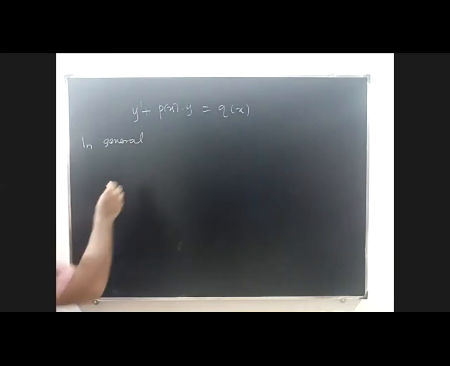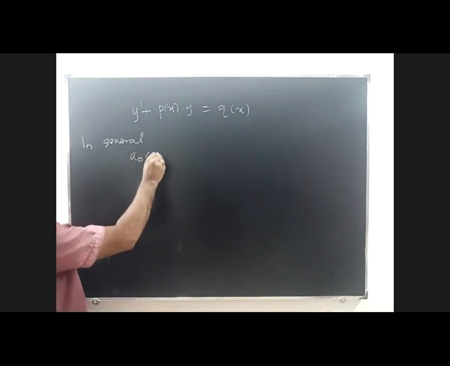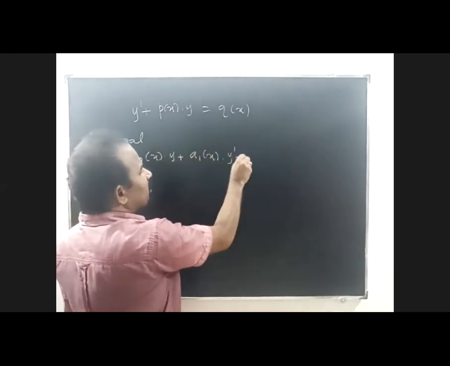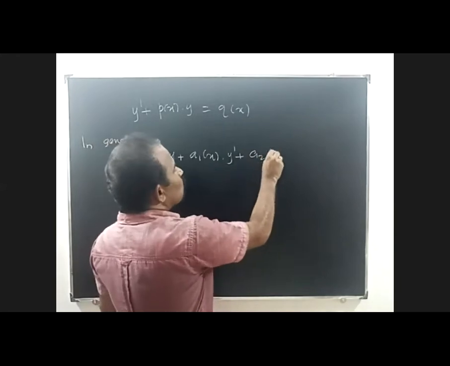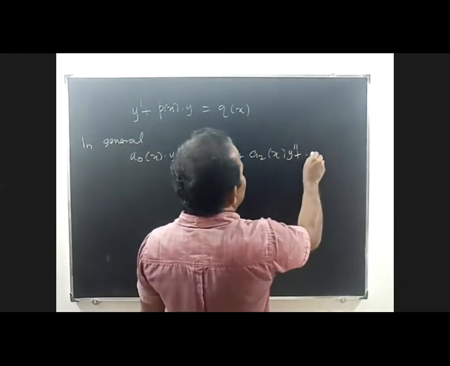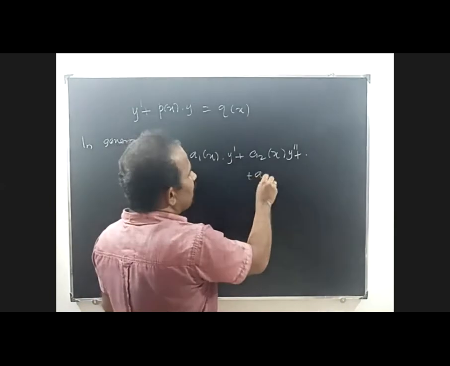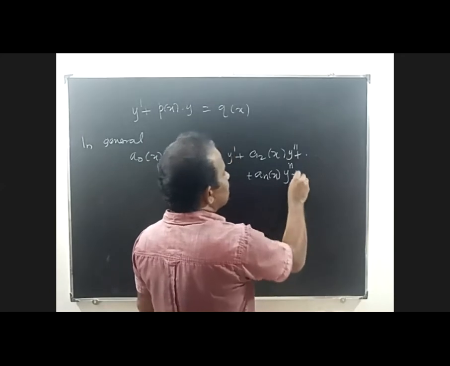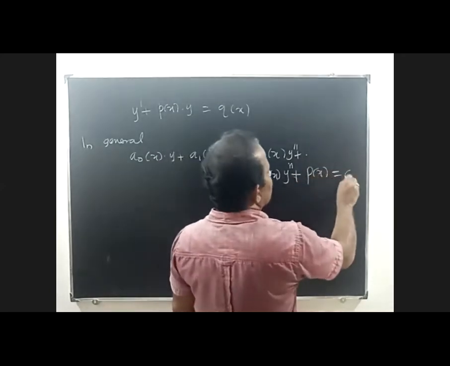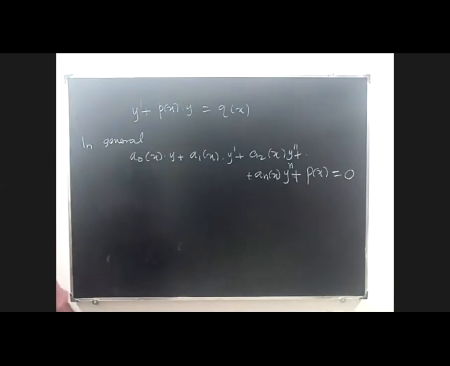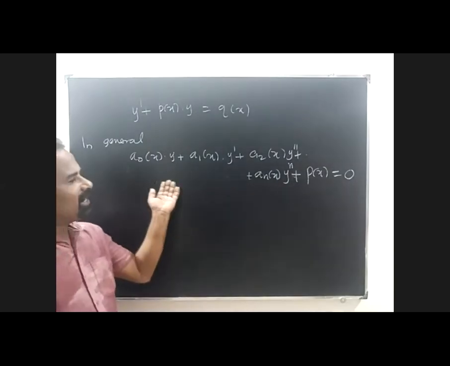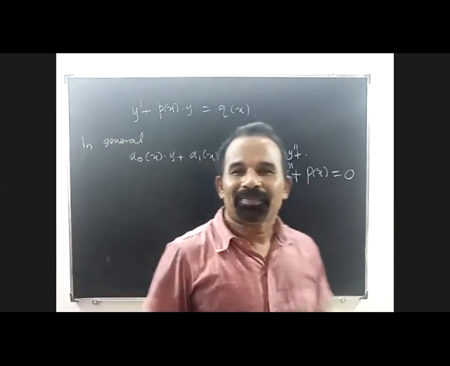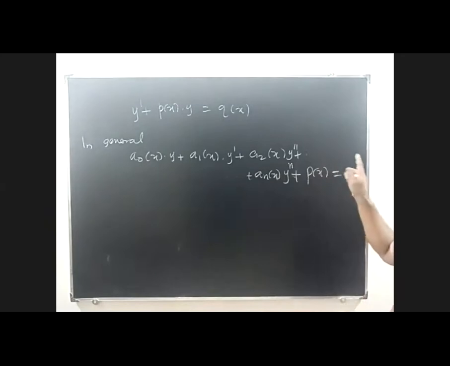In general, a naught of x into y plus a1 of x into y dash plus a2 of x into y double dash plus etcetera plus an of x into y power n plus some p of x equal to 0. So this kind of equation is called a linear equation.